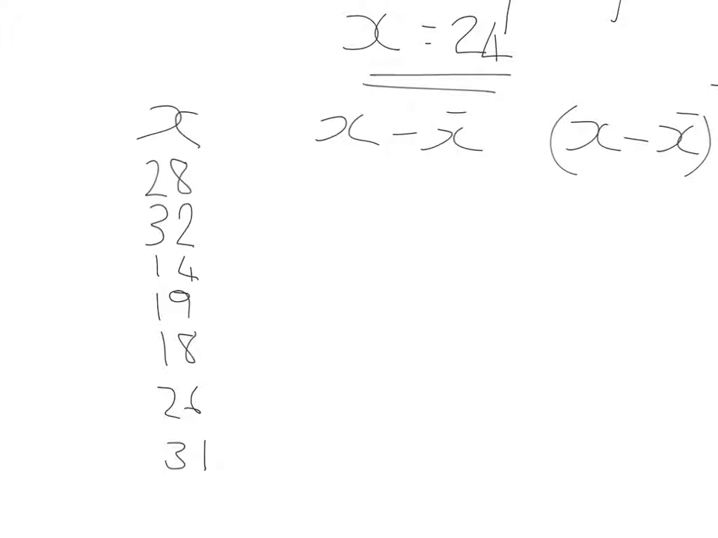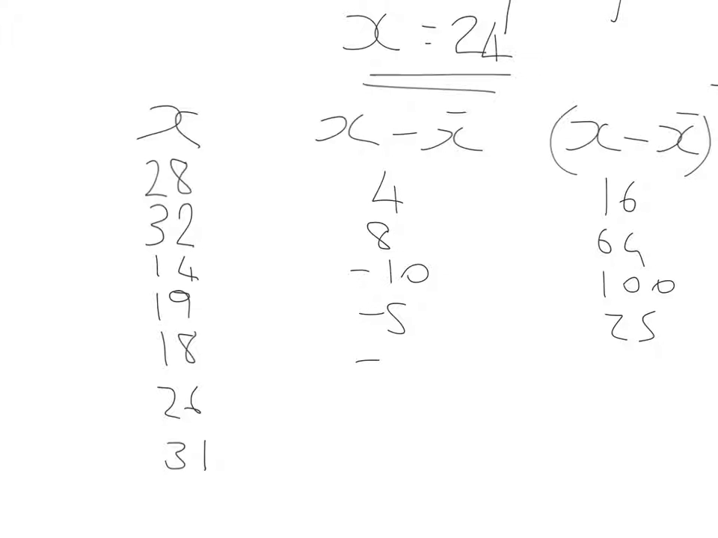x minus x bar: 28 take away 24 is 4. Square it and I'll get 16. 32 take away 24 is 8. Square it and I get 64. 14 take away 24 is minus 10. Square it and I'll get 100. 19 take away 24 is minus 5. Square it and I'll get 25.